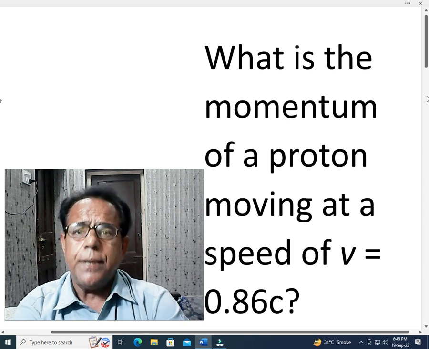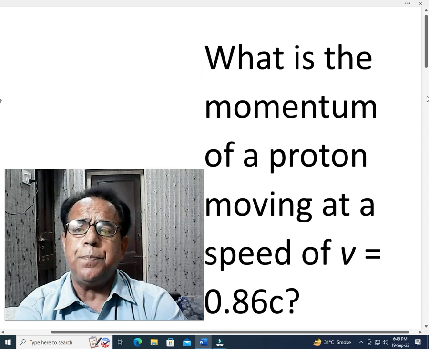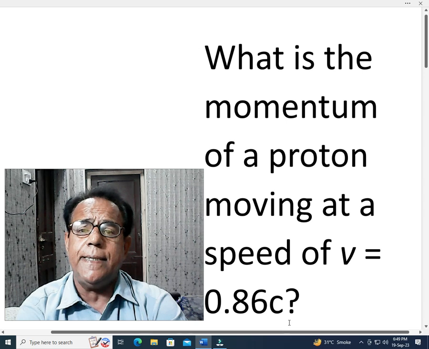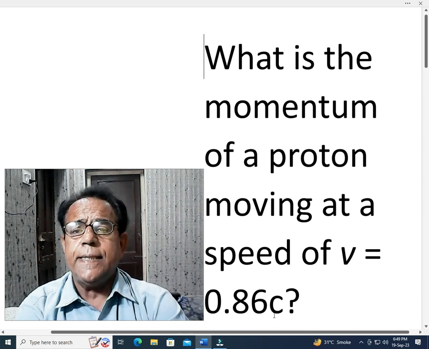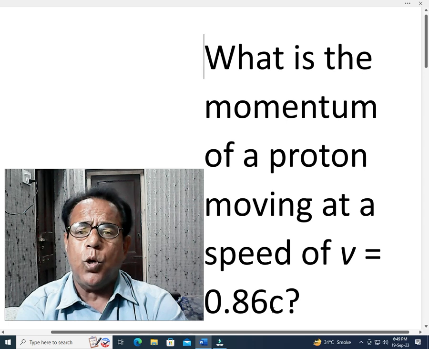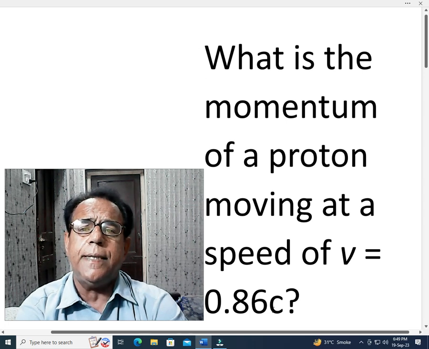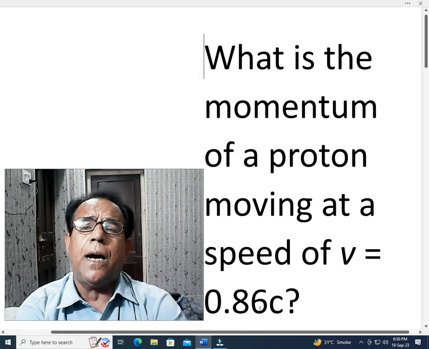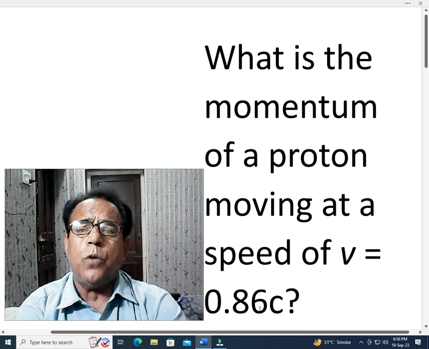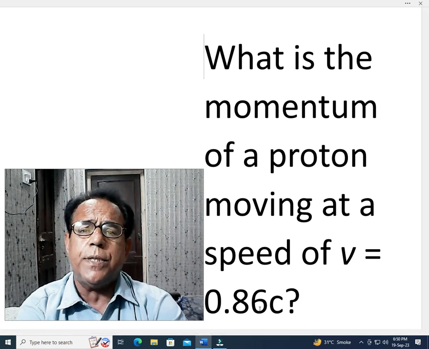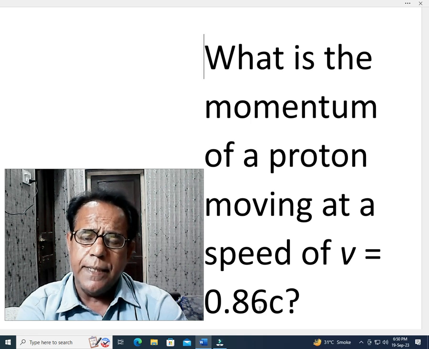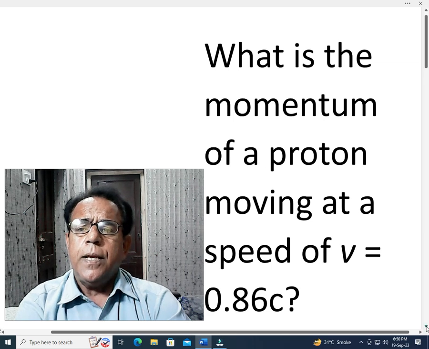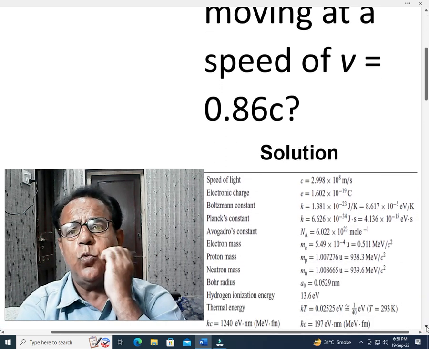What is the momentum of a proton moving at a speed of v equal to 0.86 c, that is c is speed of light. This is a relativistic speed because this speed has been expressed in terms of c, speed of light. It means that out of 100 units of speed of light, 86 units have been involved in this speed. Okay, 86 out of 100. Anyhow we move to its solution.